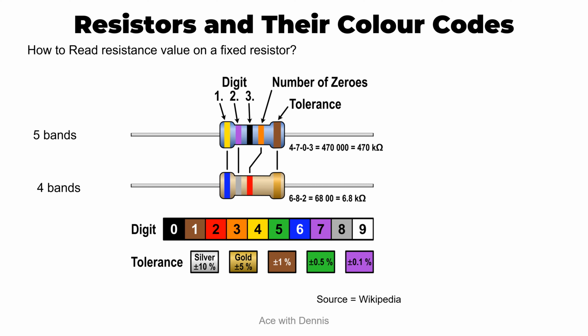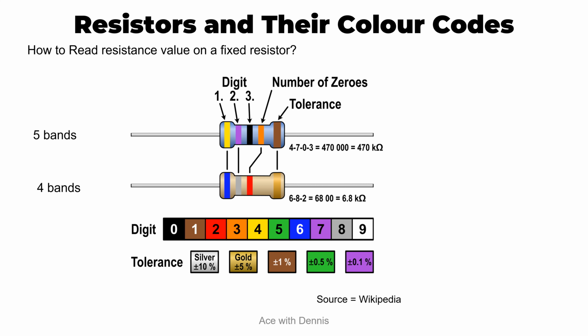For this case, the first band is yellow, which represents 4. The second color band is violet, which stands for 7. The third color band is black, which stands for 0. Orange stands for 3, and the tolerance band is brown, which is plus minus 1%. So the reading of the resistance is 470 and 3 zeros, which means 470,000 ohms or 470 kilo ohms.